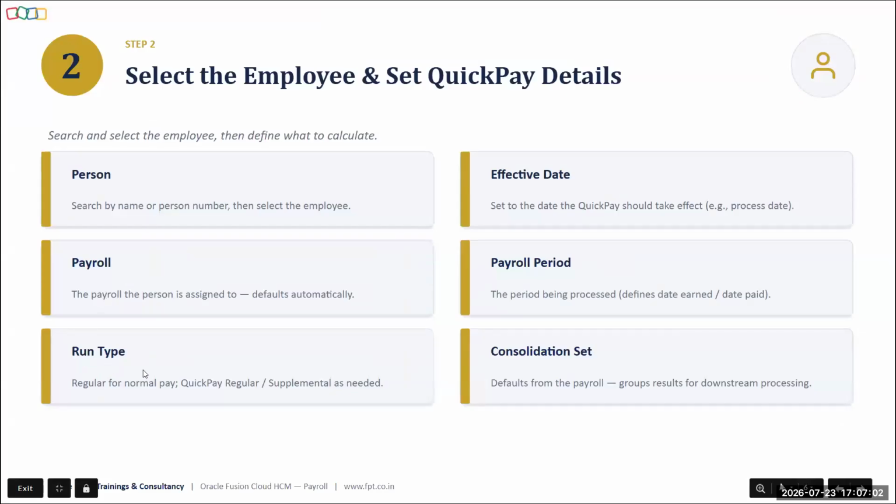So we have given the run type as normal, quick pay, regular. For the effective date, we have given the payroll period as the current month, that is July, and the consolidation set is default.